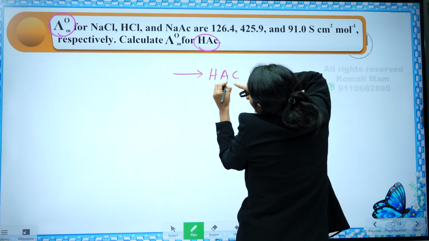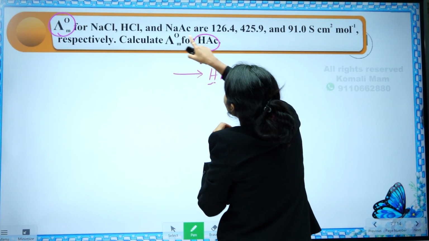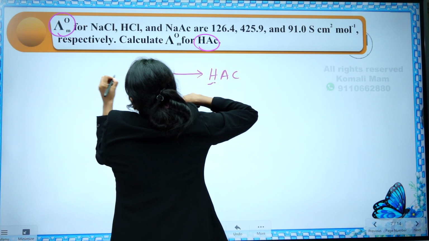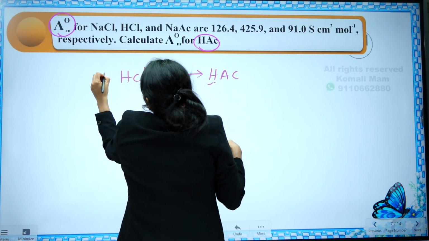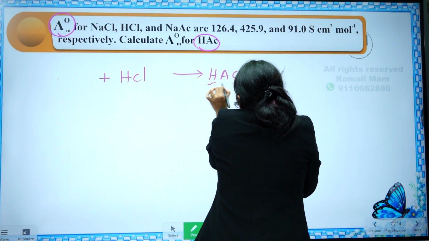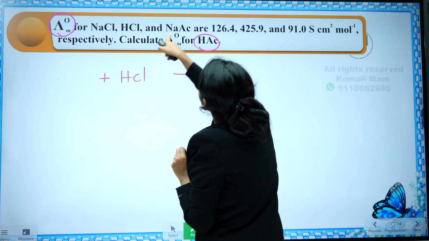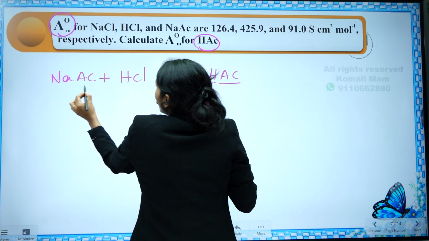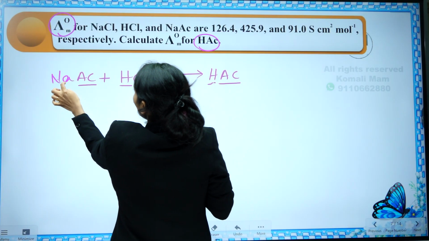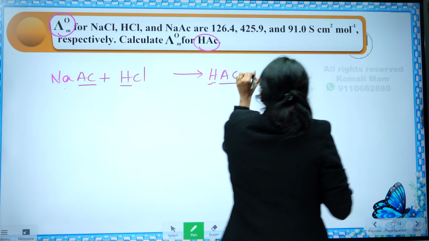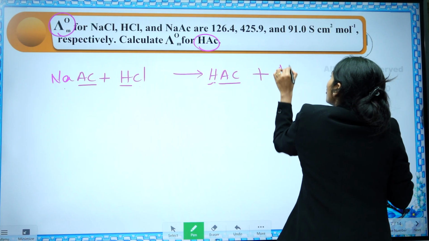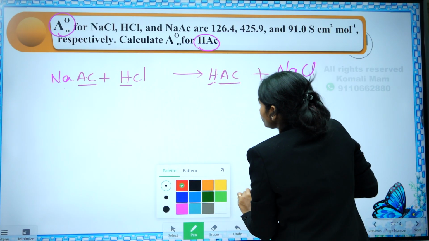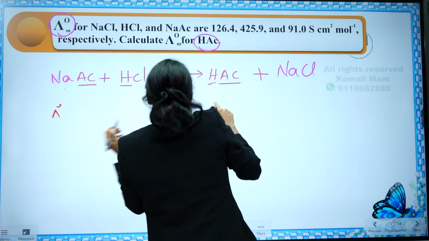What do we want? We want H first. In these 3, where is H? Second one, here H is there: HCl. Plus, first you write or second, anything. Next, AC is there. Where is AC in these 3 data? Third one, NaAC. Here AC is there. We want AC, we want H, but we don't want Na and we don't want Cl. So NaCl we don't want. Which you don't want, write on the product side. Is it clear?